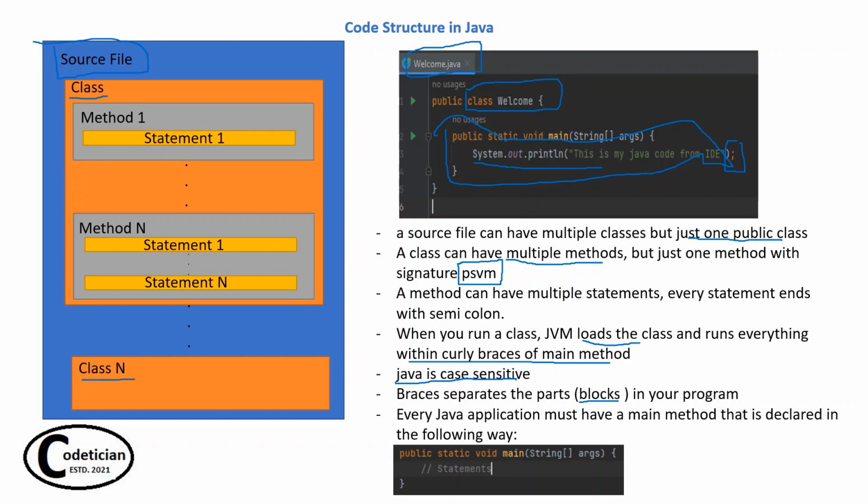Now, the last point again, every Java application must have a main method that is declared in this way. Which way? Again that PSVM, public static void main, having the argument as String args, and then these statements. If you don't give this main method, then Java will throw an error.